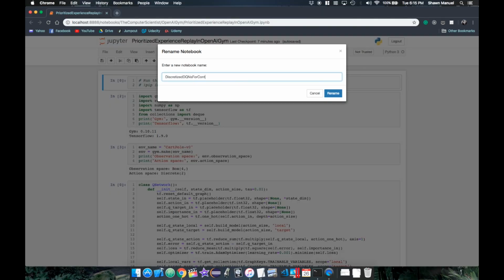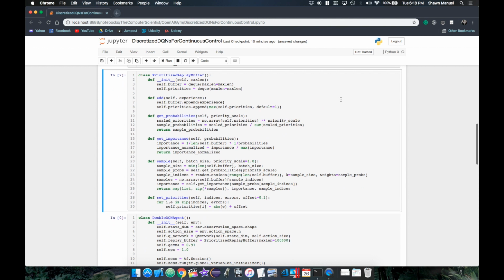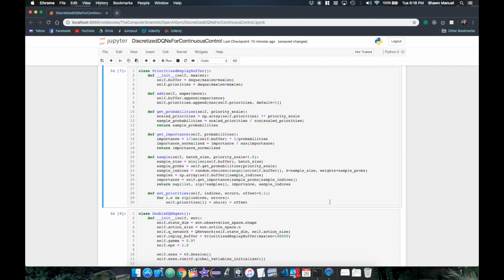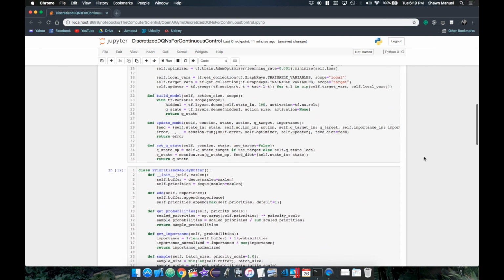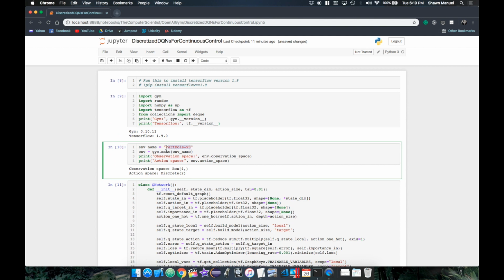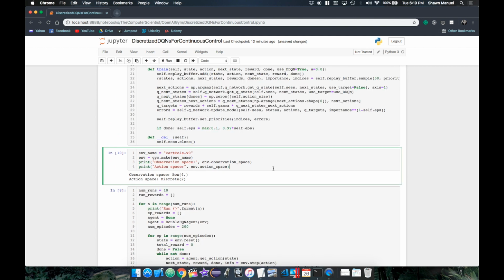So going back to our Jupyter notebook, we have the code for our double Q network and then our prioritized replay buffer for more focused sampling of unique training experiences, and then our agent which manages the network and the replay buffer. Then we defined our cart pole environment that we originally built this agent for in the last videos, and so I'll move this down above the training loop where we can see it.